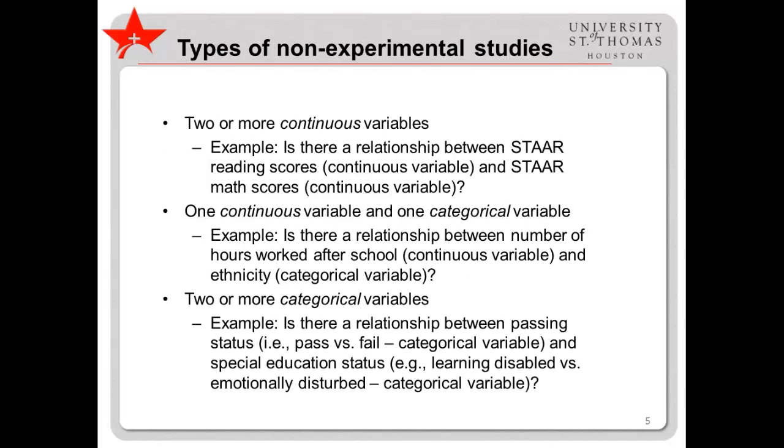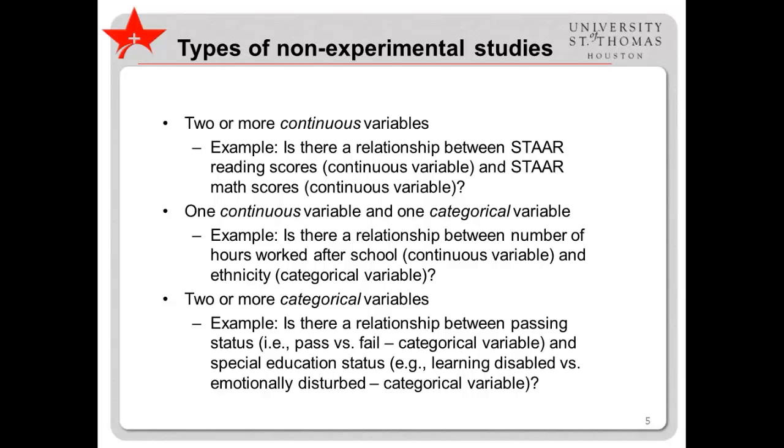Now that we have the terminology straight, let's review some types of non-experimental studies. The most common involves looking at the relationship between two or more continuous variables. For example, is there a relationship between STAR reading scores, a continuous variable, and STAR math scores, a continuous variable?